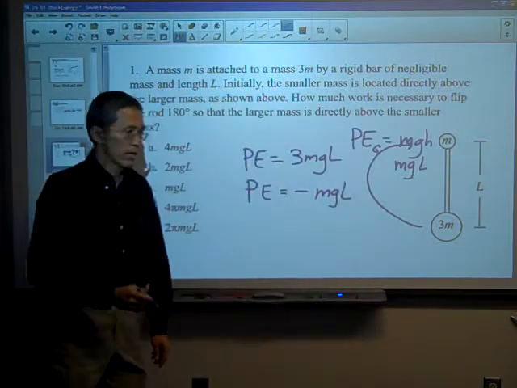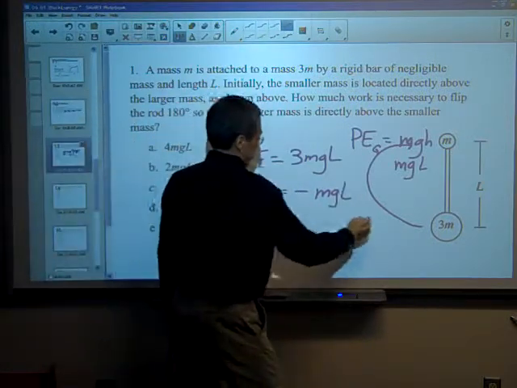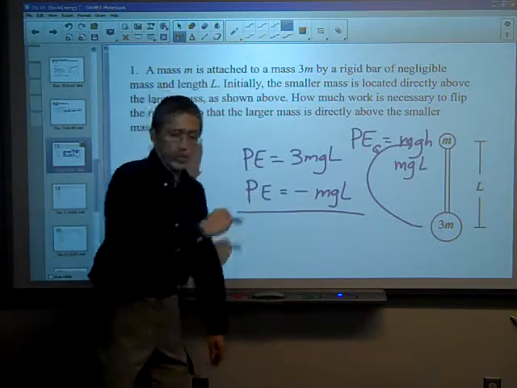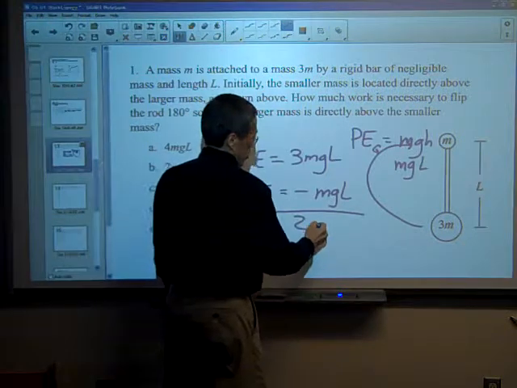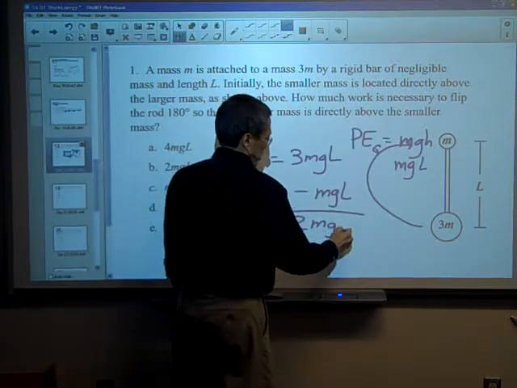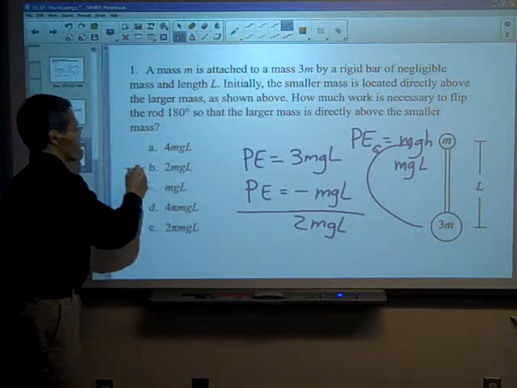mgL. So the total potential energy is going to be the difference between those, or adding those guys up. So in reality, this ends up being 2mgL, which is this guy right there.